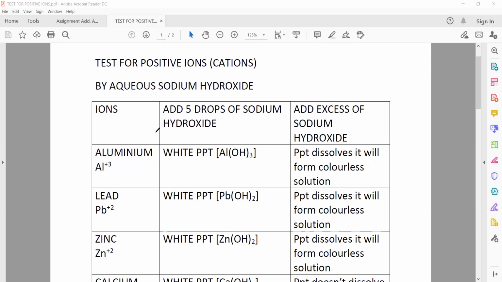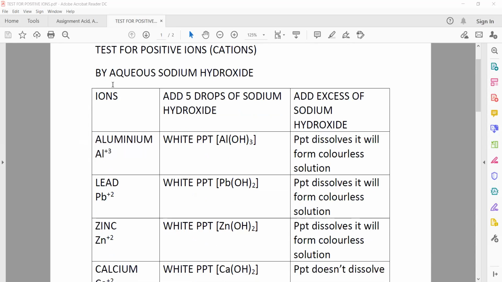This is a test for the positive ion. How can you test the positive ion? This is the first thing I'm explaining. This is a test for the positive ion because in a salt there is a positive ion and there is a negative ion. This table you have to learn or memorize, and it is a very important table.